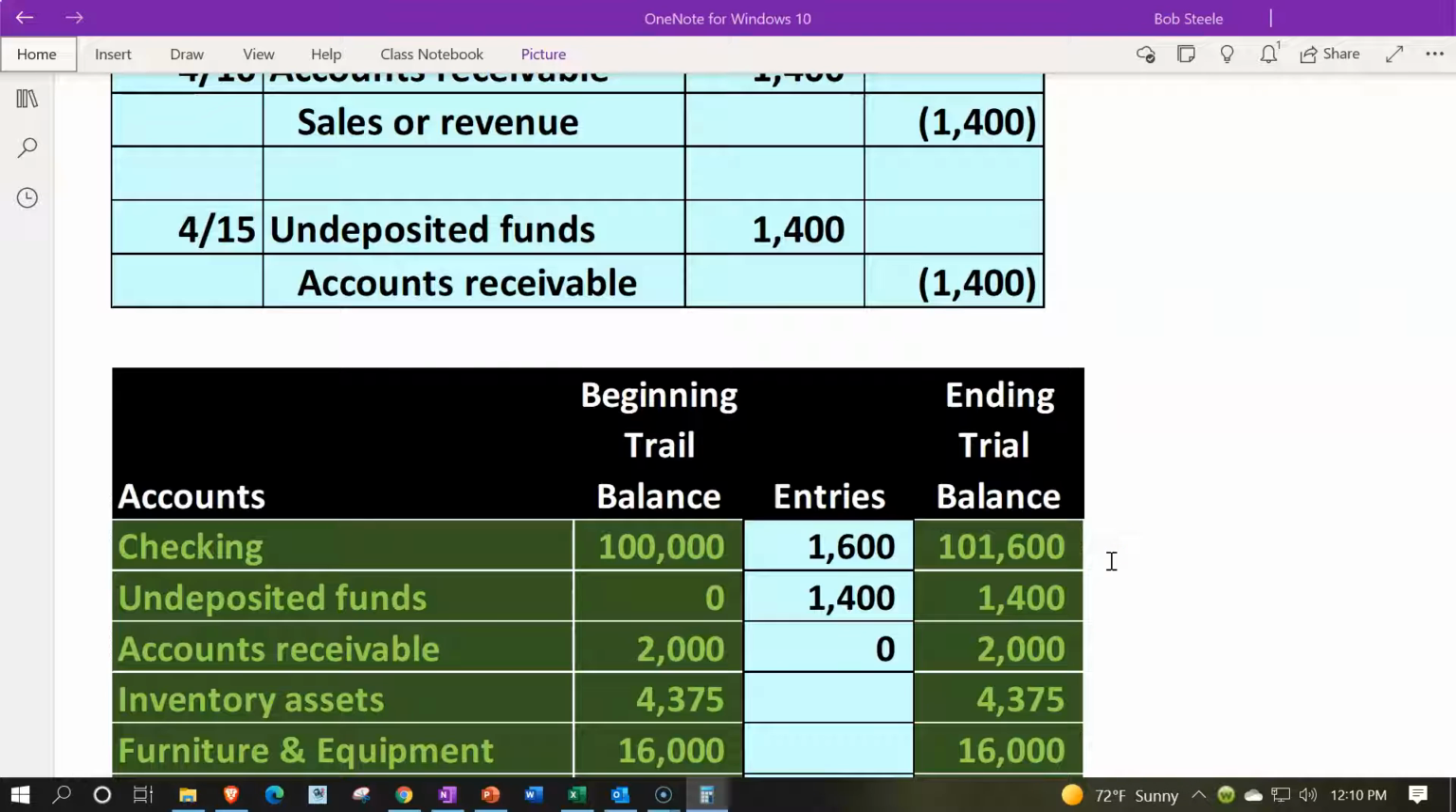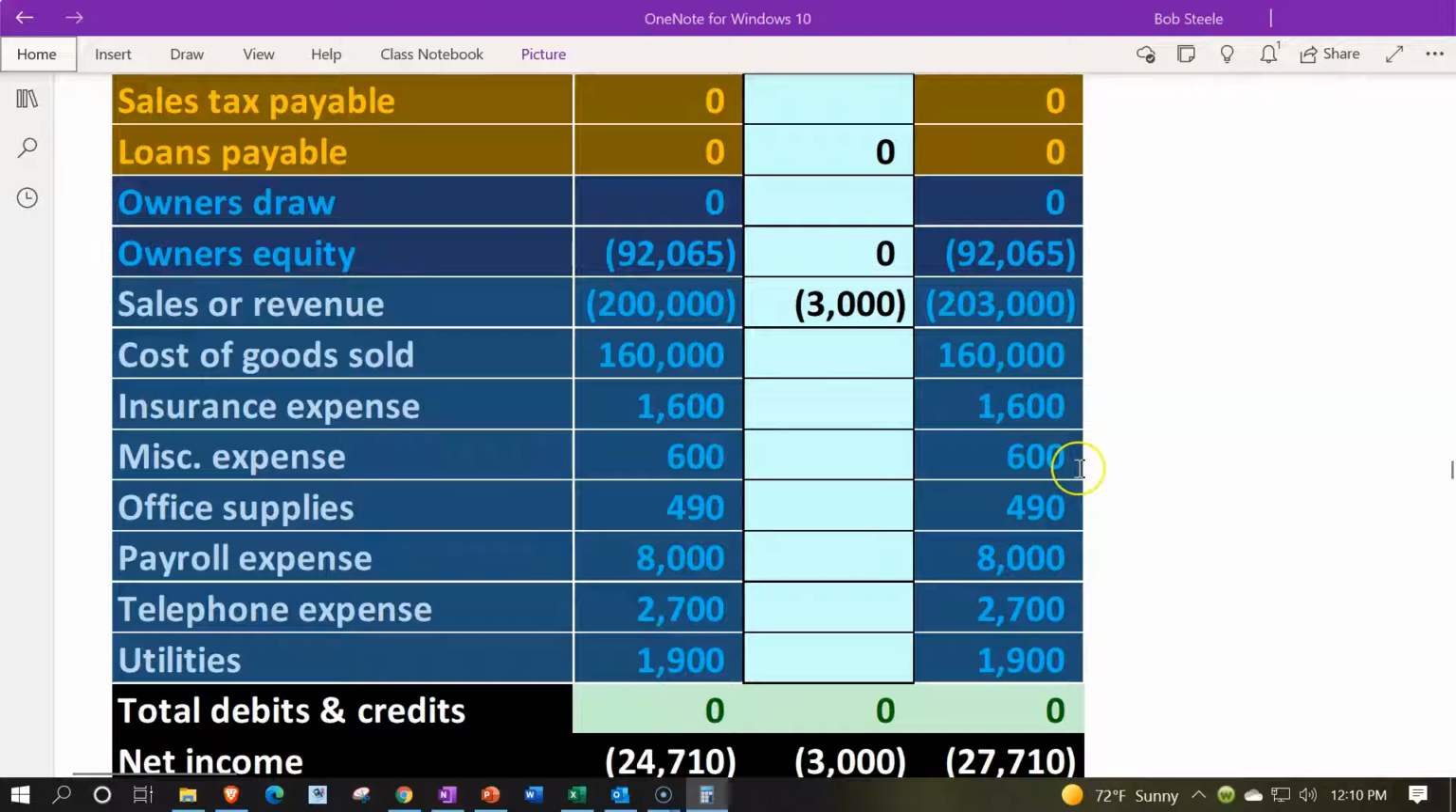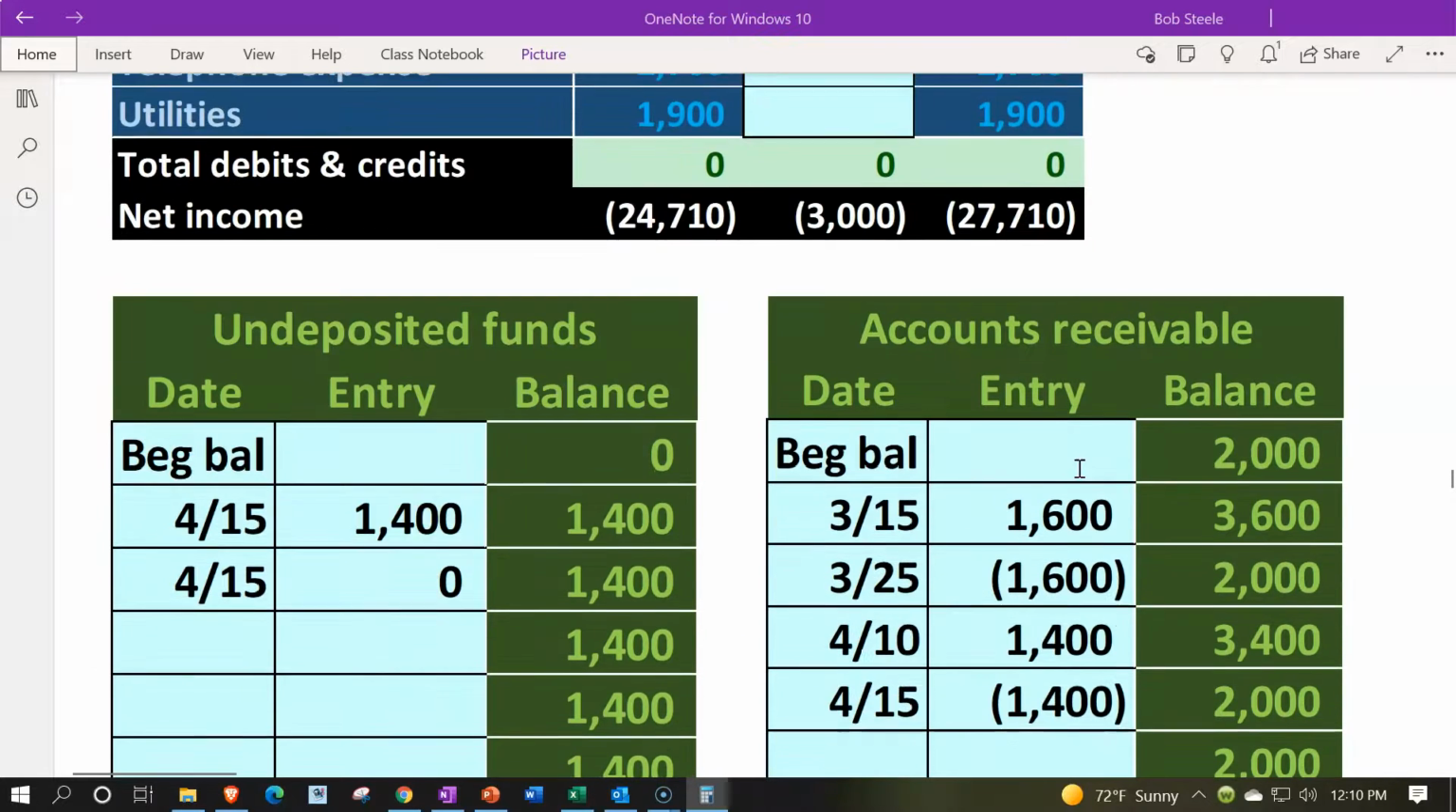Okay, so let's increase the undeposited funds. It goes from 0 up by the 1,400 to the 1,400. The accounts receivable goes back down now because we have received the payment on it. And then the next step is to move this back up. Note there's no impact on net income when we got the payment, because we put the net income on when the receivable was on the books.